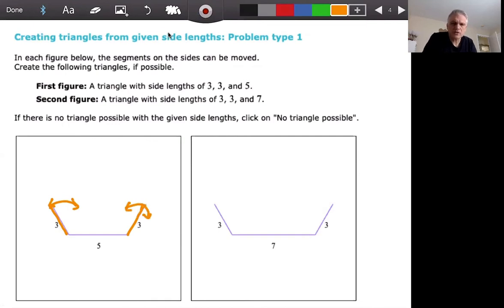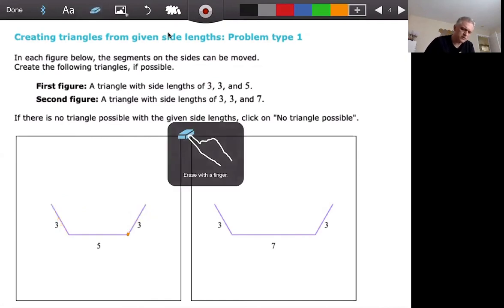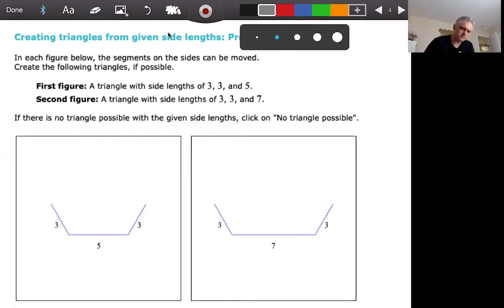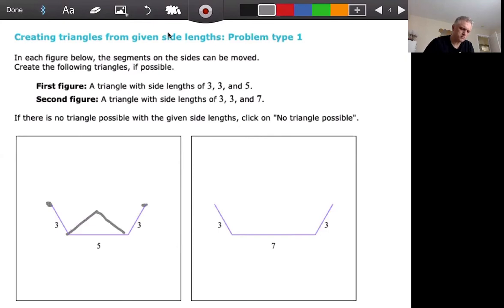What you want to see is if you can make a triangle. Can you make a triangle with this? If you can make a triangle, then obviously the answer is yes. It says create the triangles if possible. So if you can make this point and this point meet right there, just go that way and go that way, so that you have a triangle with side lengths of 3 and 3 and 5, you're in good shape. That's all you need to do, just drag it over.